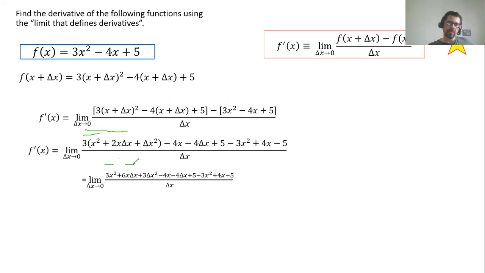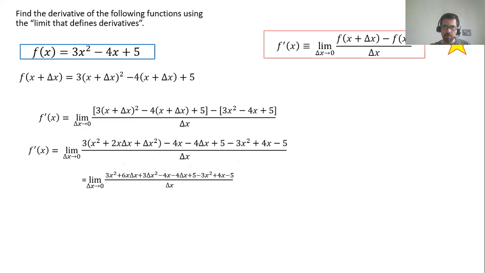Something important here is that delta x is one thing together. Some books call it h. It's not two variables, delta x is one thing. Then 3 times delta x squared gives 3 delta x squared. The rest is exactly the same, minus 4x and so on. Right now, what we have to do is add and subtract like terms, clearing out with algebra.